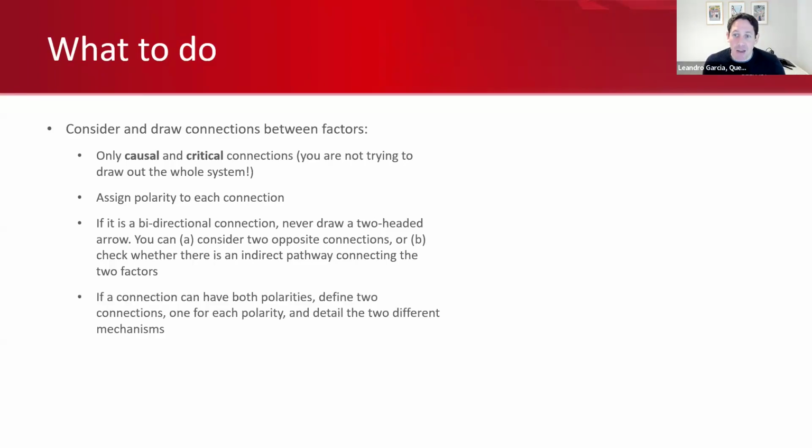If a connection can have both polarities, so let's say you have A to B, and when A increases, B also increases in some situations. But in other situations, when A increases, B decreases. You might have two arrows going from A to B, each one of them with different polarities. And then you need to detail the mechanisms that make one pathway a positive pathway and the other pathway a negative pathway.